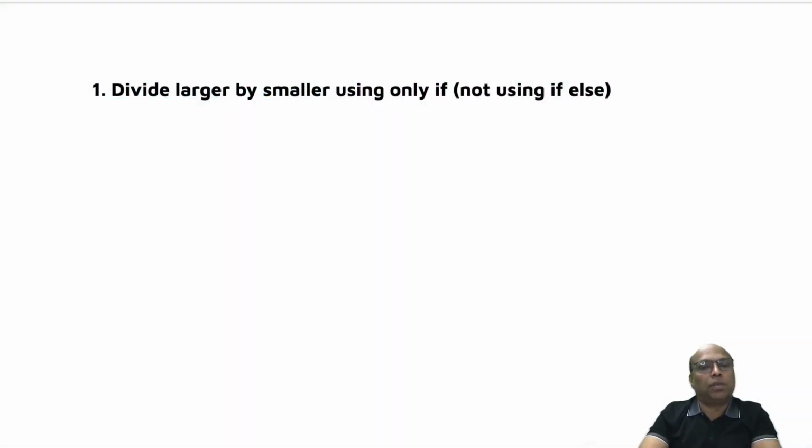See, the program is very simple for you. Okay. Divide larger by the smaller using only an if, not using if else. We have done this program before using if else, I know. But now you are going to solve this problem using what? Only an if. You can't use an if else. Okay? Try.